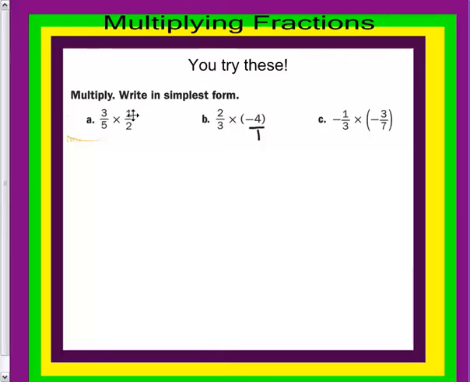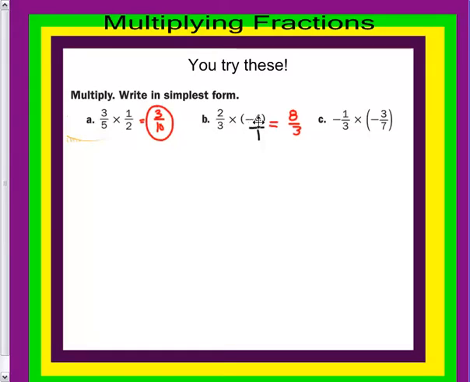Remember, anything in the numerator can be simplified with anything in the denominator, but you can't simplify numerators with numerators and denominators with denominators. Since these are already simplified, 3 times 1 is 3, and 5 times 2 is 10. So this is already in simplest form. Over here, 2/3 is already simplified, and 4 over 1 is already simplified. 3 and 4 can't be simplified, and 2 and 1 can't either. So 2 times 4 is 8. 3 times 1 is 3.